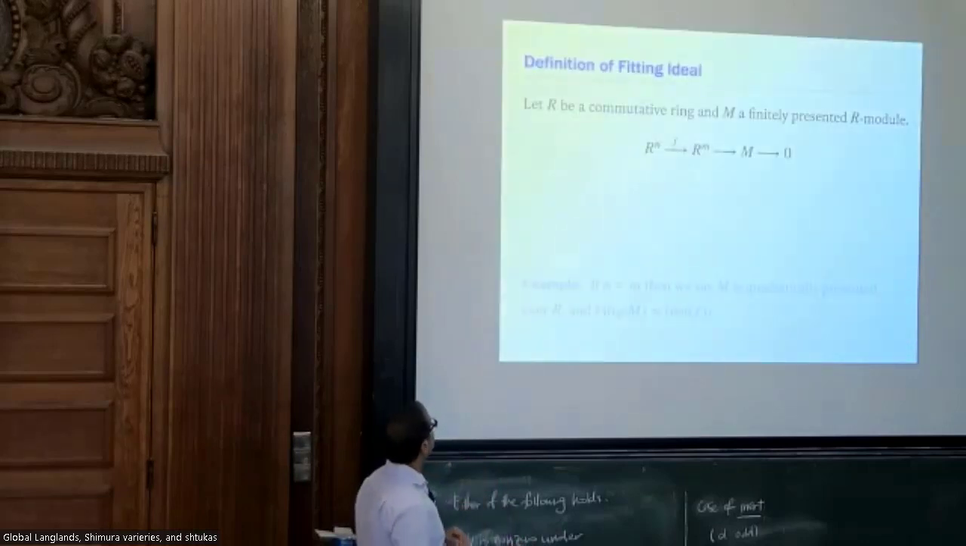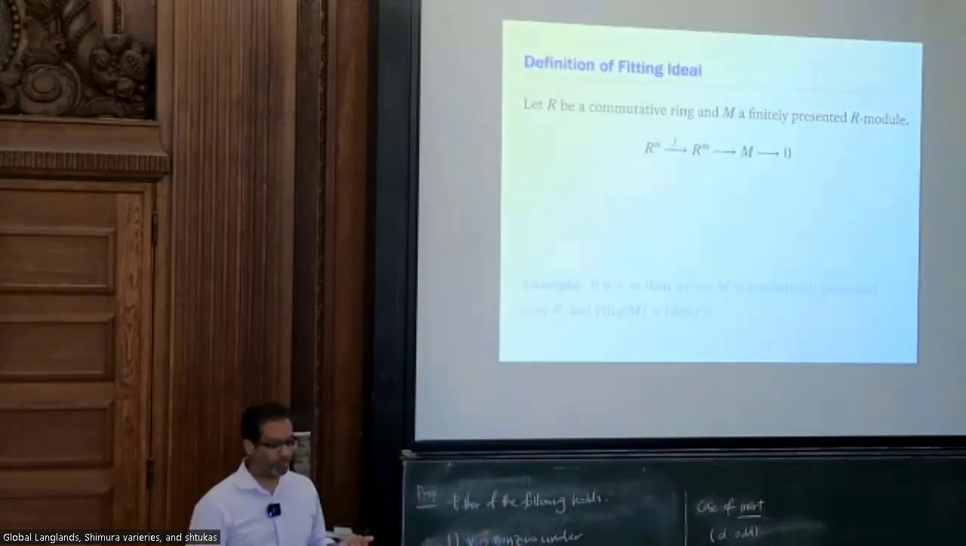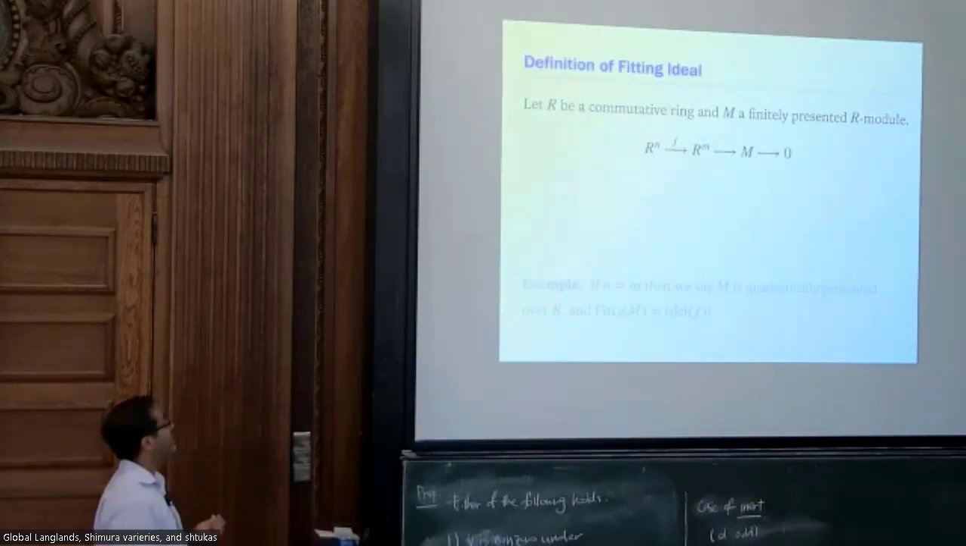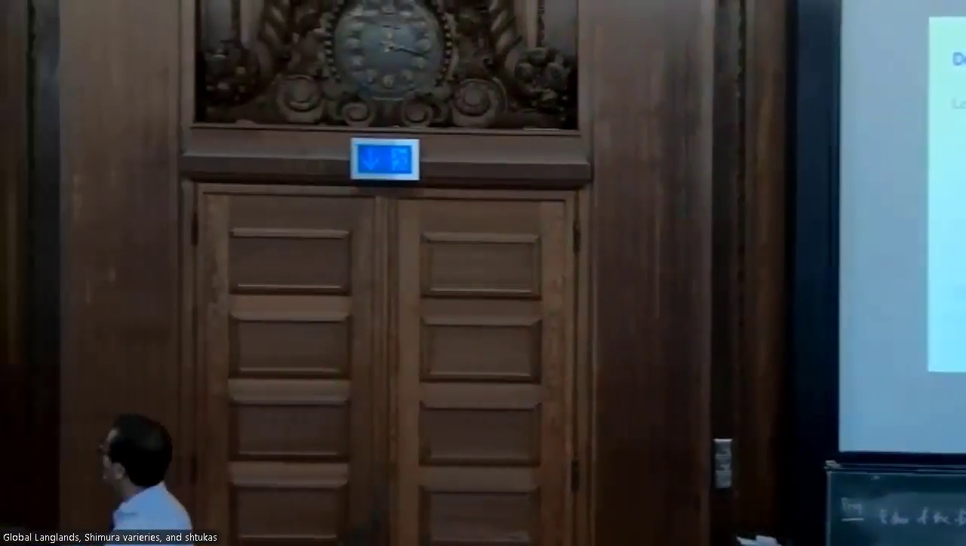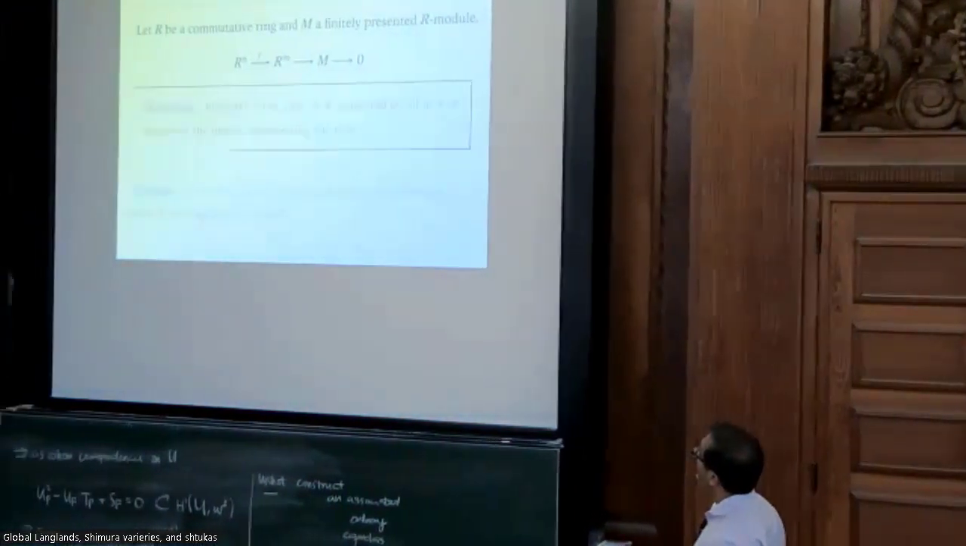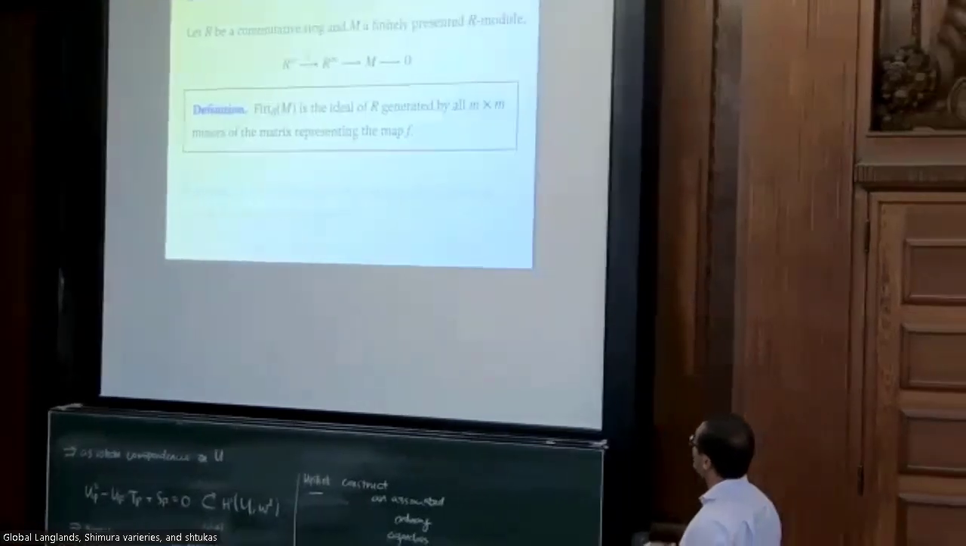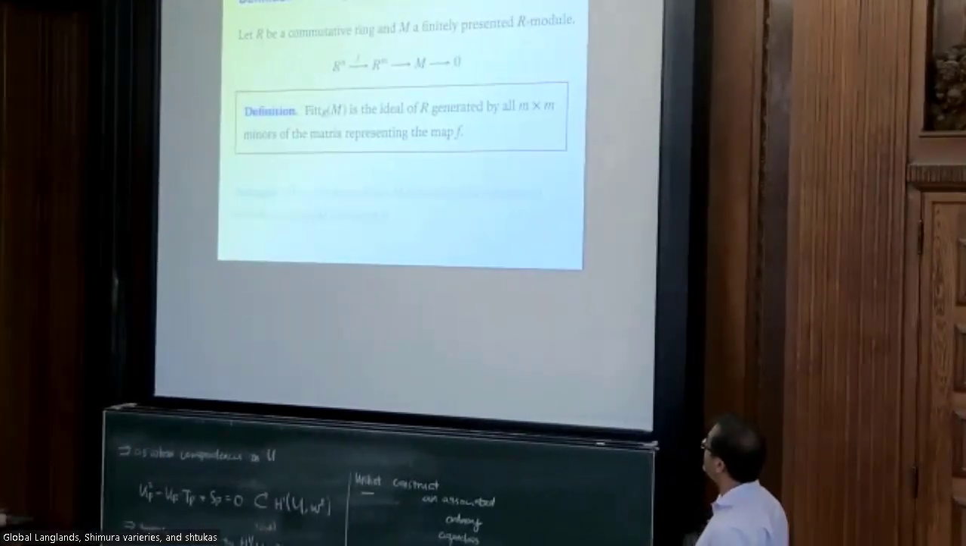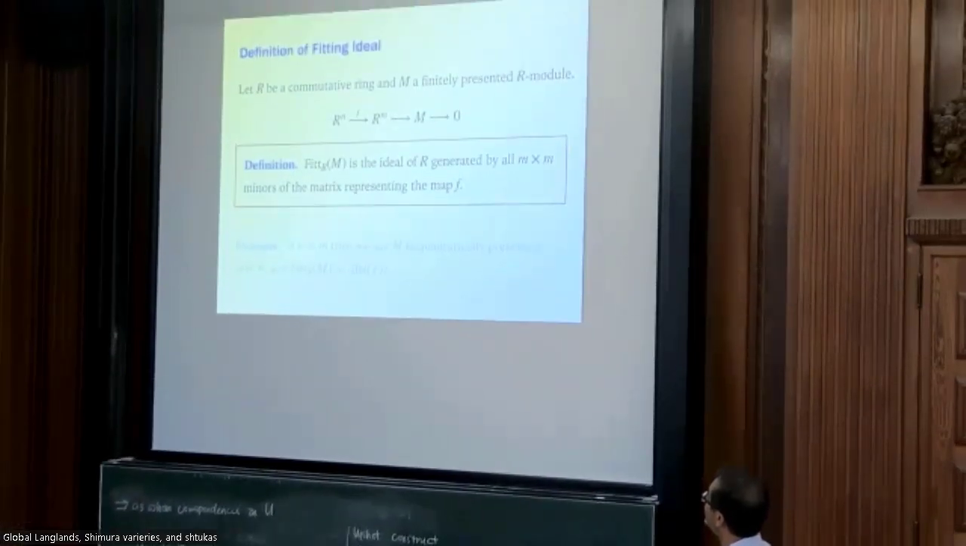Okay, so let me define the fitting ideal, because it plays a really important role. It was the last condition on the module M. So what is the fitting ideal of M? Fitting ideals are defined for finitely presented modules over a commutative ring. So we take a finite presentation of it, and you take the ideal generated by all m by m minors of the matrix representing this map of relations. So m is the number of generators.